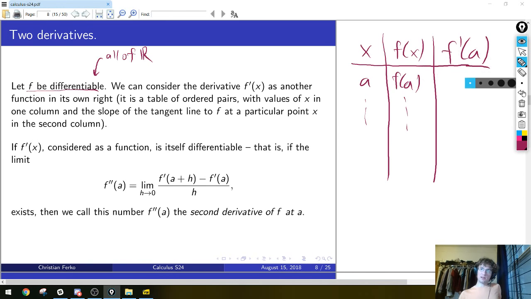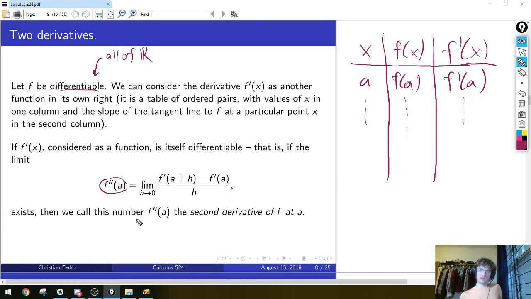I feed in, oops, that should be f prime of x. I feed in any point a, and this thing spits out the slope of the tangent line to f at that point a. So it satisfies our definition of being a function. It's a table of values and it satisfies the vertical line test because the derivative is unique, because we've proved that limits are unique. There can only be one output for each input. So the upshot is that we can think of the derivative as a function in its own right because it's a table of ordered pairs. But if it's a function, we could simply ask, is that function itself differentiable? Is f prime differentiable?